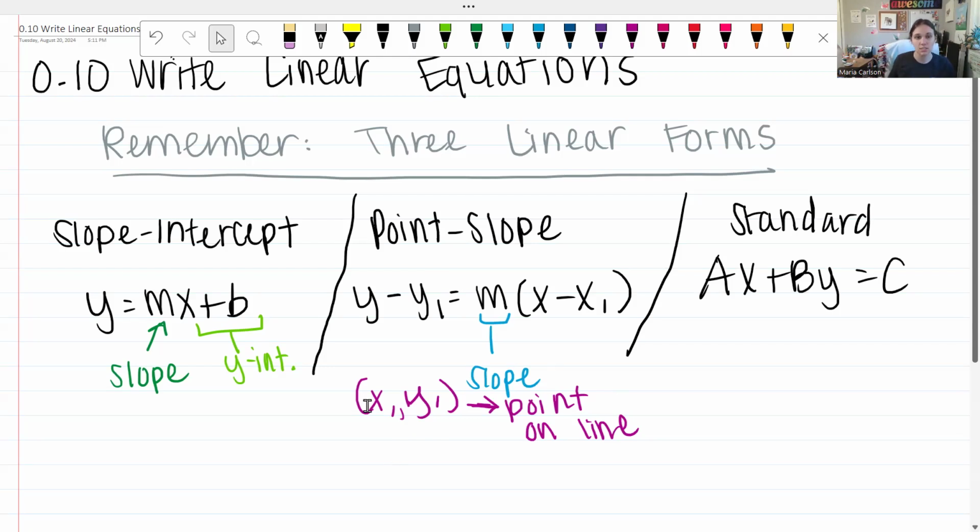All right. So I'm going to say throughout this lesson, our best friend is really the slope-intercept form. This is the most popular in Algebra 1, most popular in your mathematics career so far. Slope-intercept is the best to me.